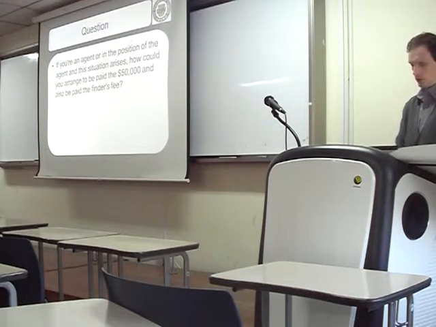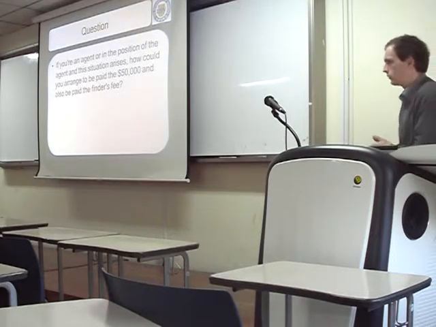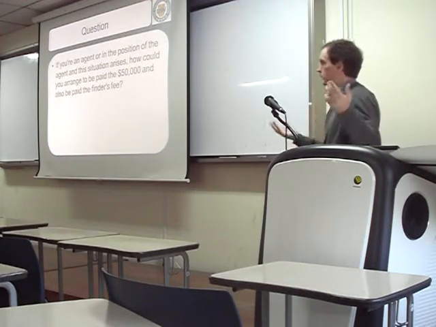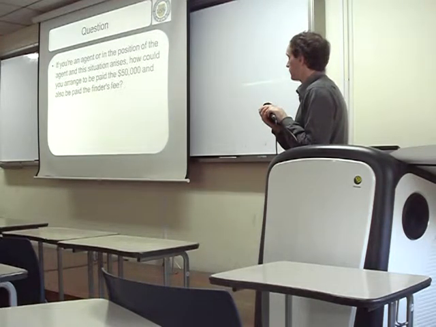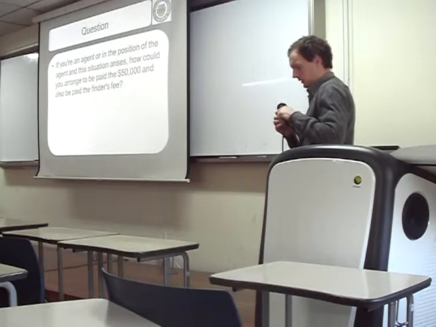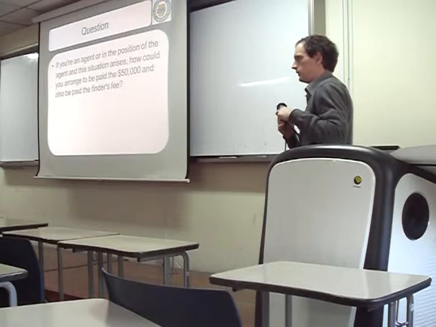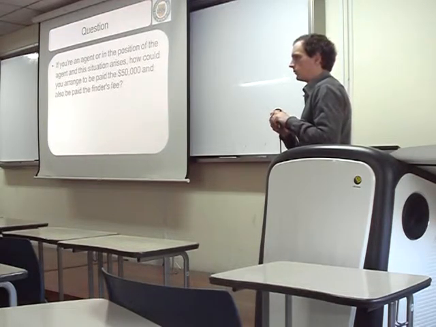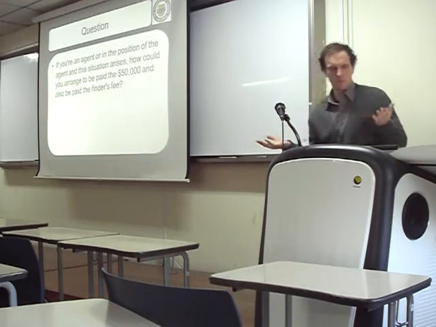So if you're an agent and this situation happens, how could it be possible that it would be okay for the agent to be paid 50,000 by the developer and also get the finder's fees from the insurance company? So discuss with your partner. The way that they did it was illegal, but what would be a legal way? How could the agent get paid by both sides legally?